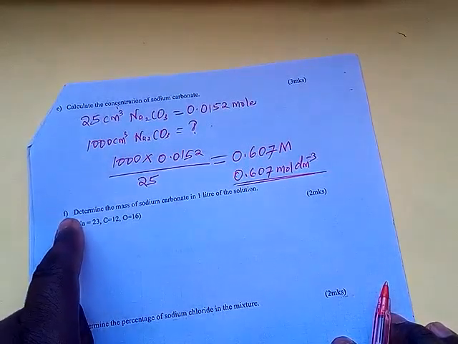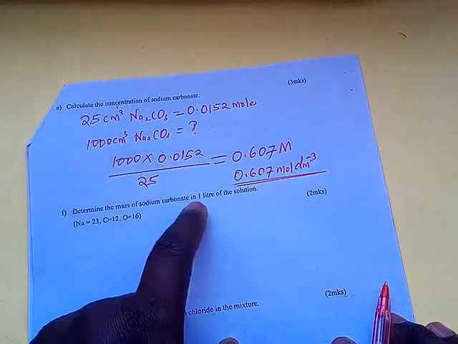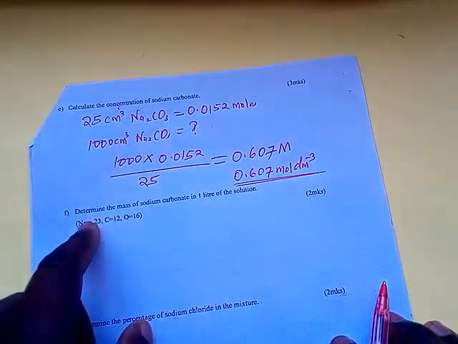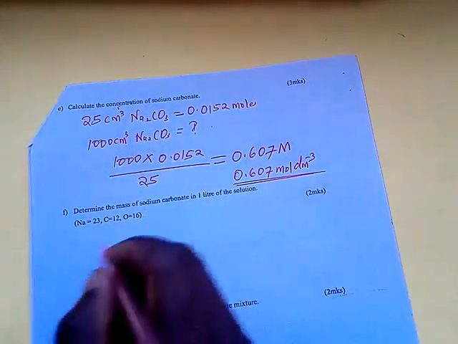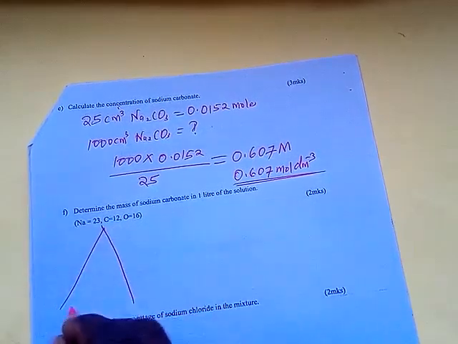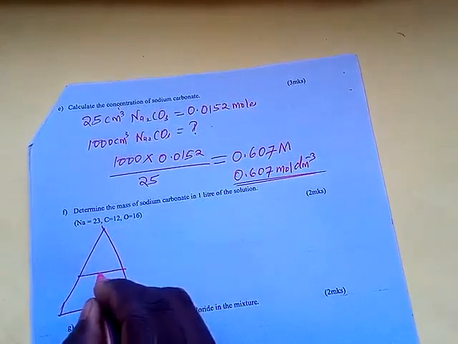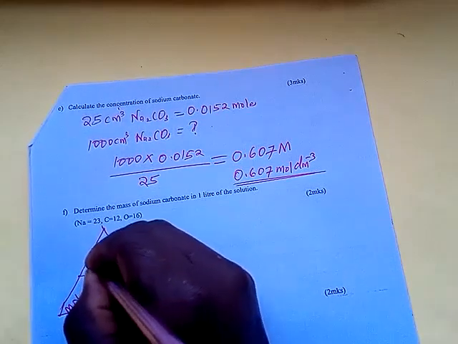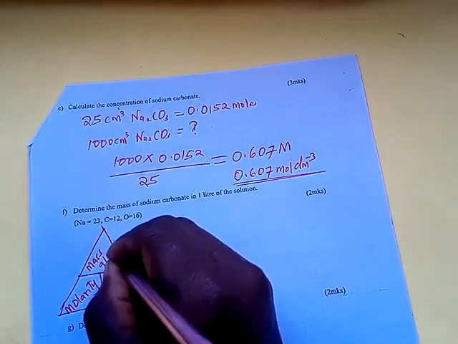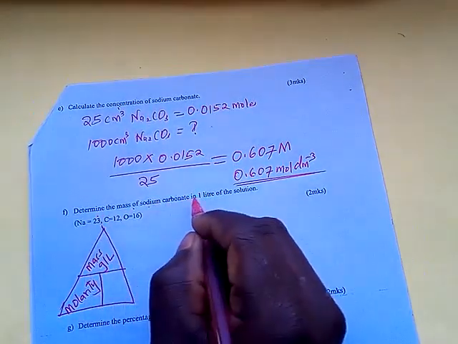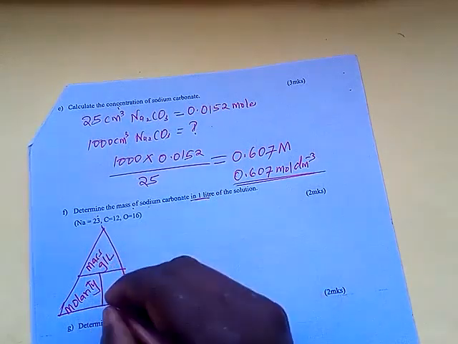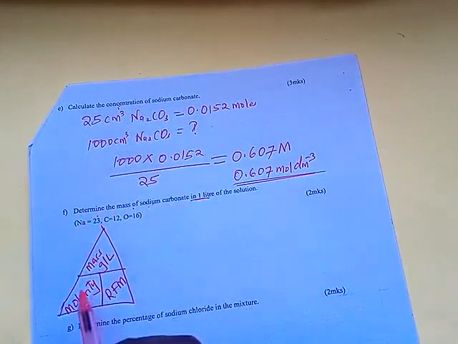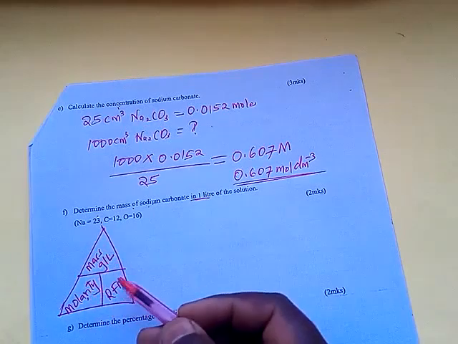Part F: Determine the mass of sodium carbonate in 1 liter. Determine the mass in 1 liter. So we have the molarity. Mass in grams per liter, because we are asked to calculate the mass in grams per liter, so we will calculate the mass in grams using RFM. So we will get the RFM of sodium carbonate. We have the molarity, so mass in grams per liter is very easy to get.